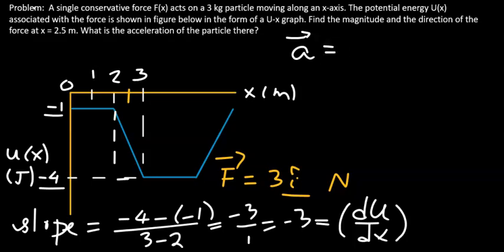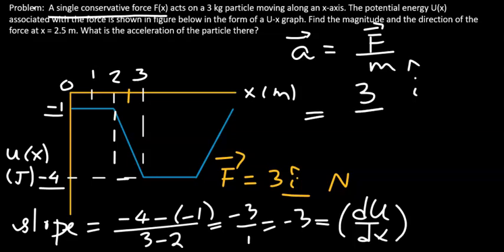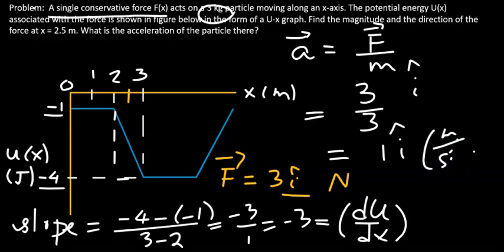Now we know this is a single conservative force. It's the only force acting on this particle. So from Newton's second law, the acceleration is given by that force that we have computed before over the mass. So the force is 3 i hat, and the mass is also 3 kg. So that means you get 1 i hat in the unit of meter per second squared. And that solves the problem.